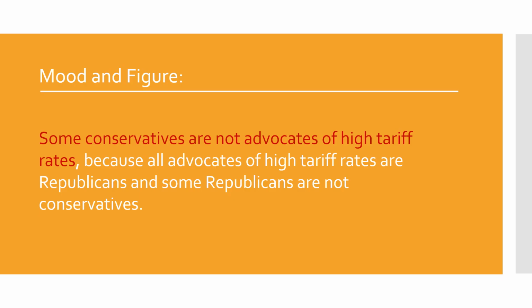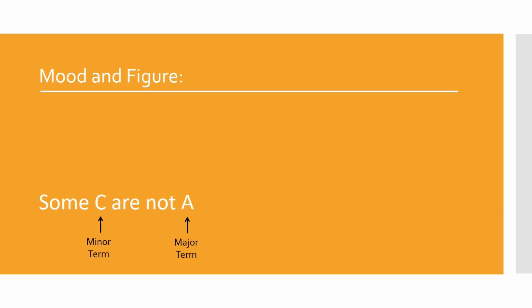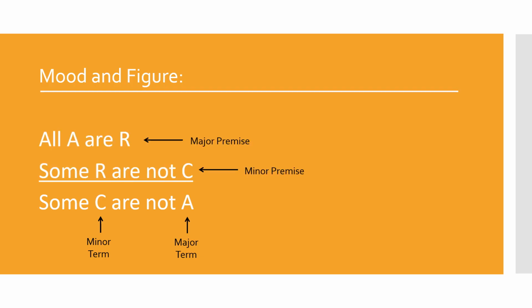So what do we get? Well, we get some C's are not A's. Our minor term now is C, or conservatives. Our major term here is A, which is advocates, and this will help us sort out where our major premise goes and where our minor premise goes. So our major premise goes on top: all A's are R. Our minor premise, which contains the minor term C in it, is some R's are not C.